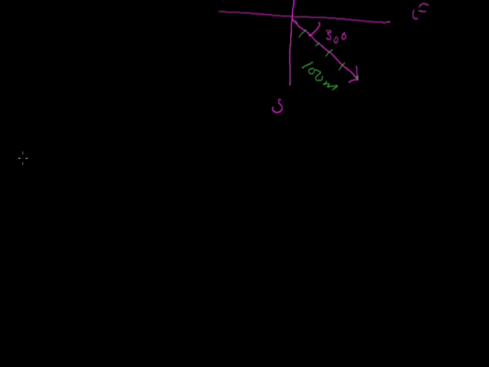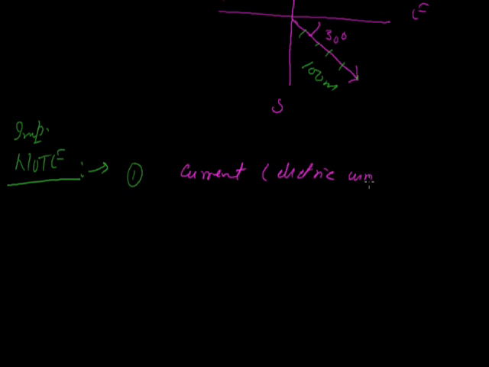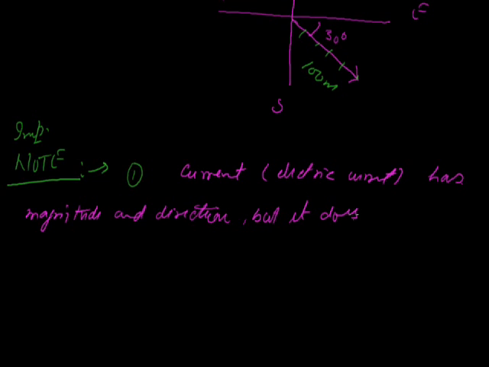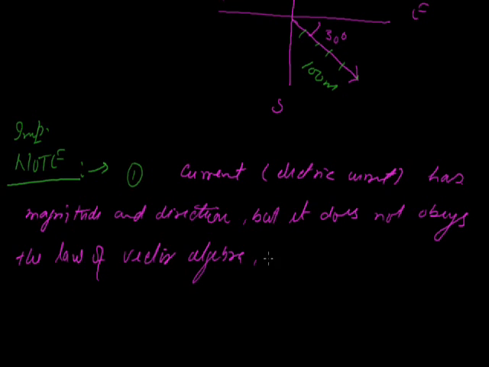Now note, this one is important. First point: electric current has magnitude and direction both, but it does not obey the laws of vector algebra. So it is treated as a scalar quantity.